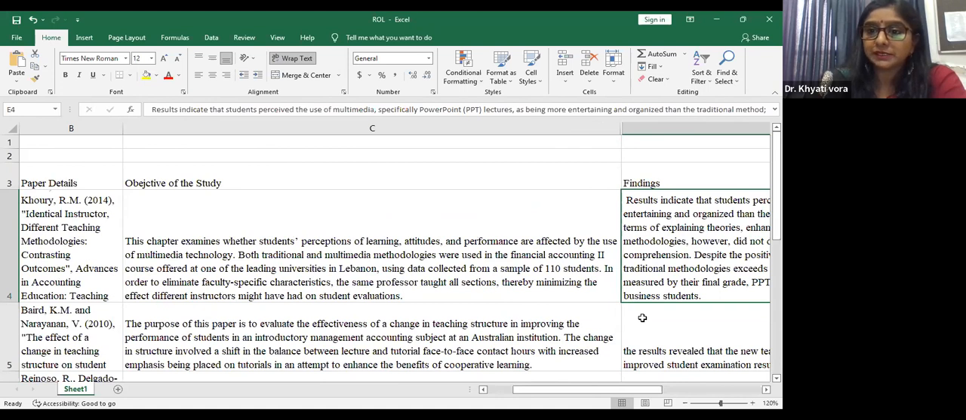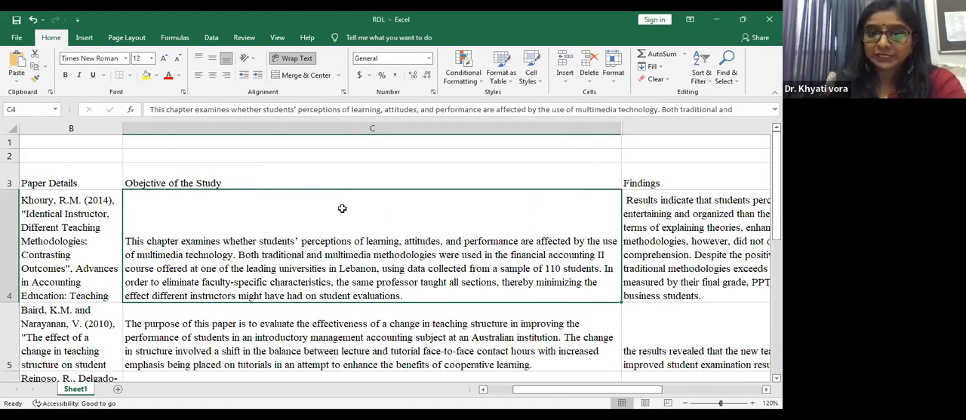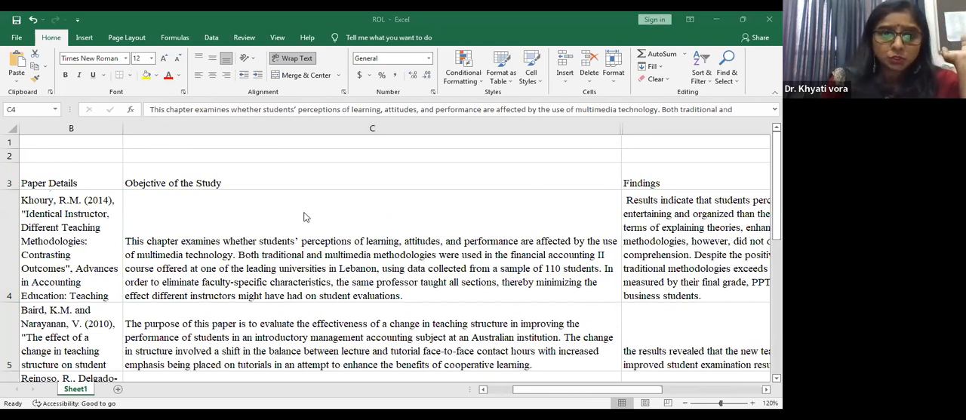Can you read the objective of the study here? Just a second. Okay. So I want you all to read this objective, and you will see how I have just cut, copy, pasted. I have not reframed it at all. So this chapter examines whether students' perception of learning, attitude, and performance are affected by the use of multimedia technology. Both traditional and multimedia technologies or methodologies were used in financial accounting paper 2 offered at one of the leading universities in Lebanon, using data collected so and so. Okay, it has also told about the methodology. So from this objective we came to know that the person is trying to understand students' perception of learning, attitude, and performance. These have some connection with each other.